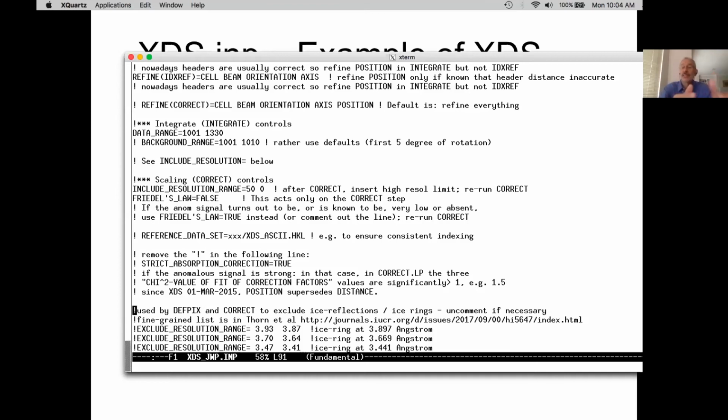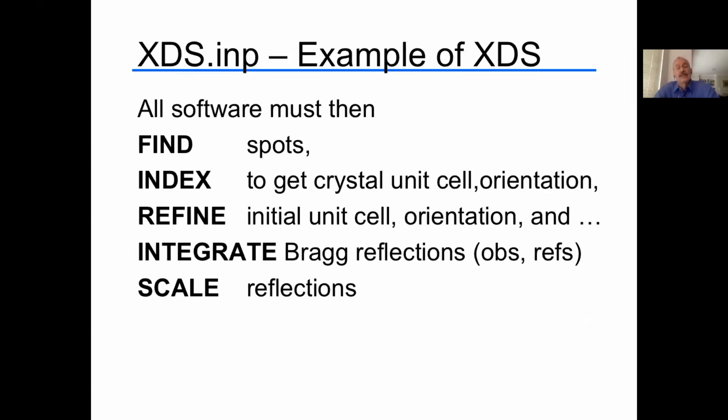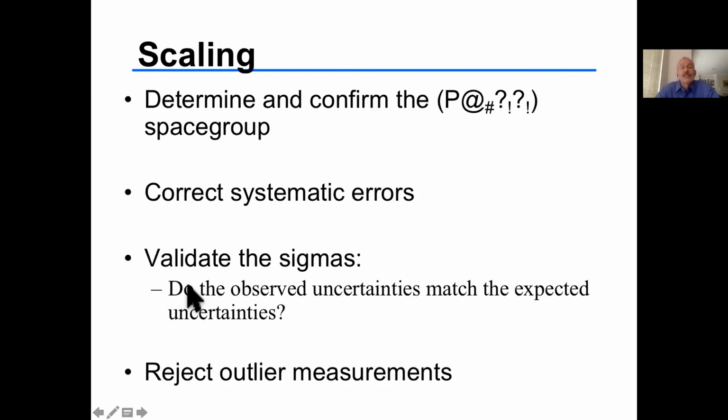But here is a piece of software, not written by me, still following the same outlines that I showed before. Finding spots, although it's called COLSPOT, indexing, and refinement, which is called IDXREF, integrate, and scale. And in XDS, it's called CORRECT, I believe. So I'm at the end here. I want to just have a slide introducing the next talk on scaling, because we will be able to integrate everything mostly by what you learned today.